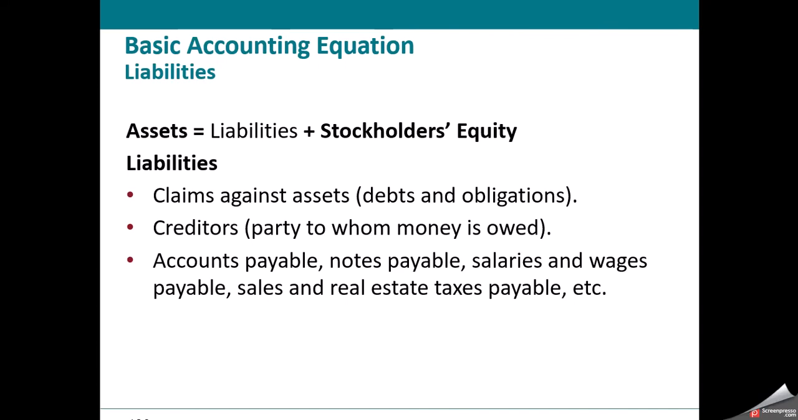The liabilities are, again, what the company owes, so claims against the assets, debts or loans or obligations to people they've purchased product from: accounts payable, notes payable, wages payable, real estate taxes payable. Anything payable or an accrued expense would indicate that that's something that we owe somebody.